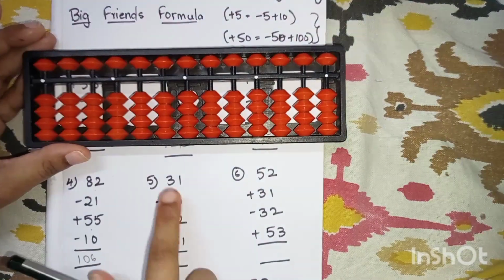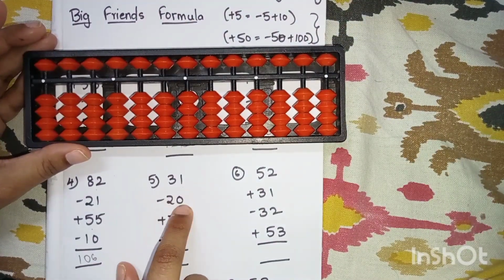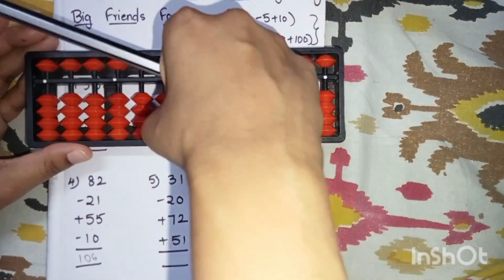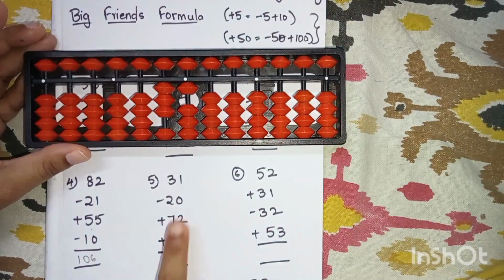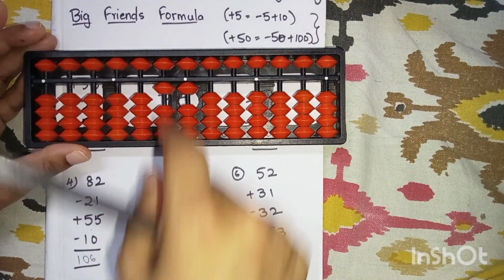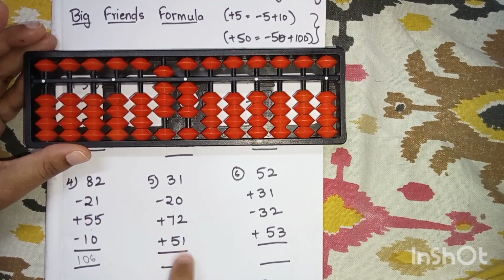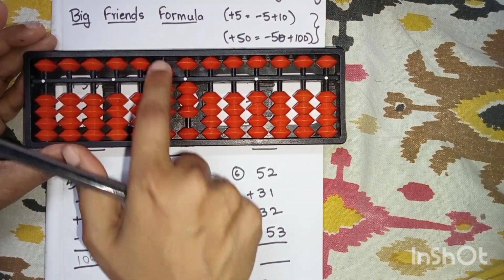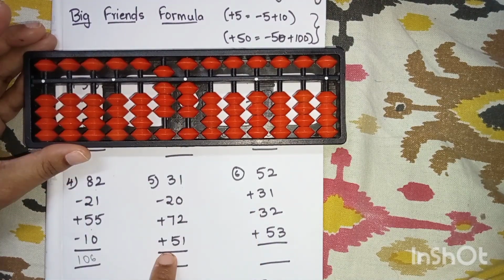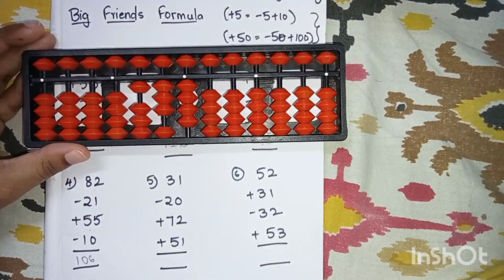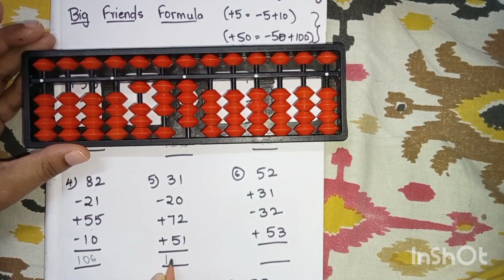Clear the scale. Next 31 minus 20 plus 72 plus 51. So here already 50 is added. So what I should do, I should take plus 50 big friends formula, minus 50 add 100, add 1 directly. What is the answer now? 134.